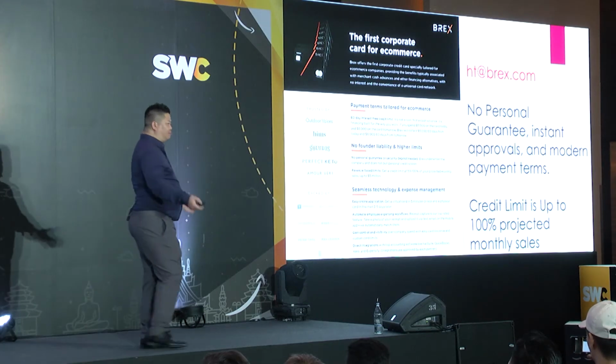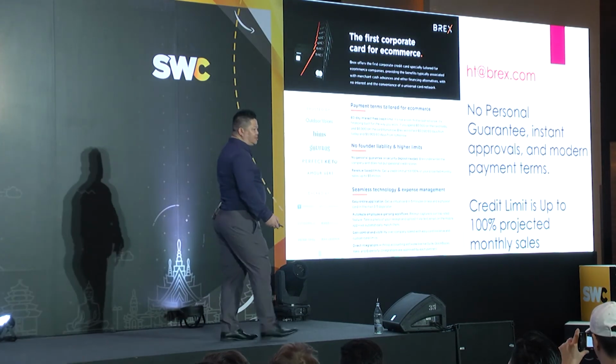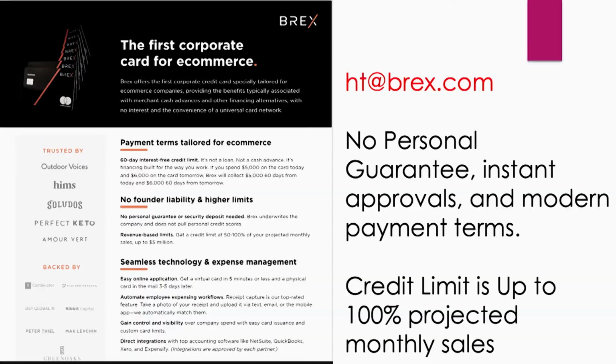Here, I know we talked about high priced product. I'm going to show you how to get some loans or get some money involved. So this is Brex. They're actually for US only. There's no personal guarantee. It only looks at your sales history and gives you 50 to 100% of your projected sales a month, and it's a credit card. So you can use this line to pay for your vendors.